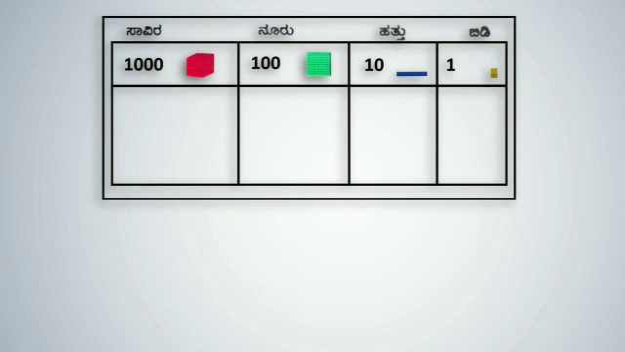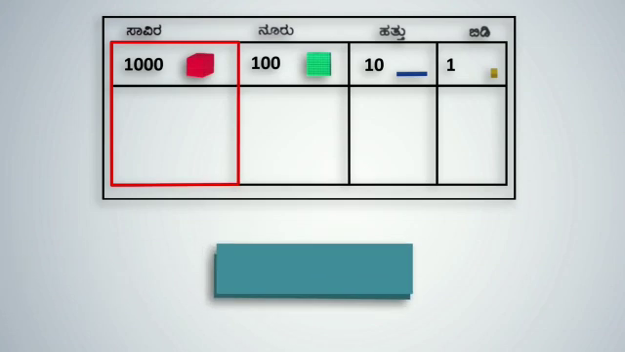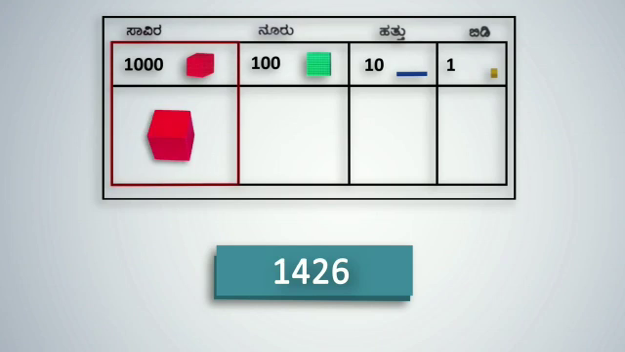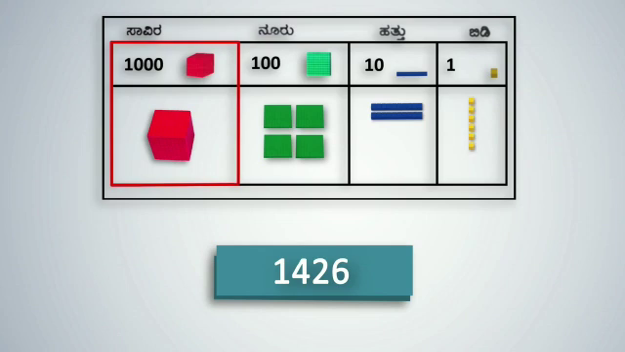Now, let's look at 4-digit numbers. The red cube in the math kit represents 1,000. The thousands place is one place to the left of the hundreds place. Show how to represent a 4-digit number using base 10 blocks. 1,426, for example, is 1 red cube, 4 green plates, 2 blue rods, and 6 yellow cubes.